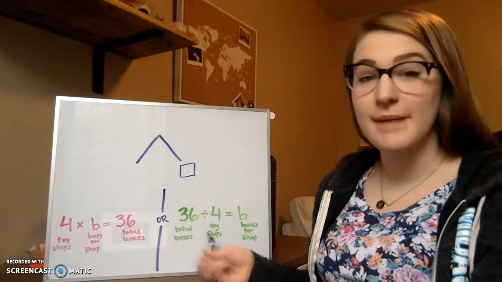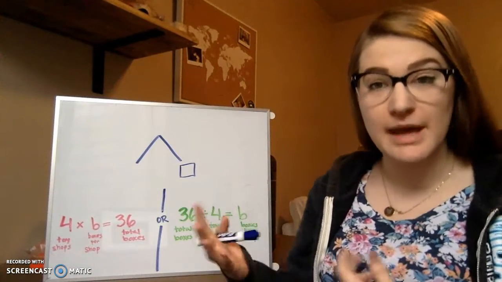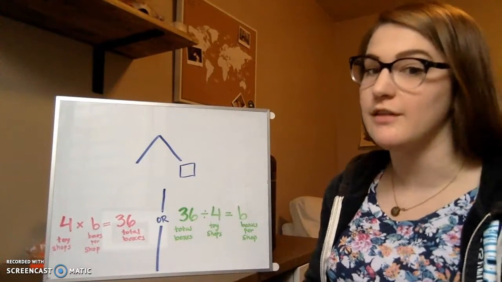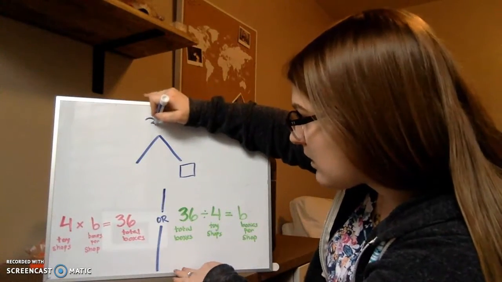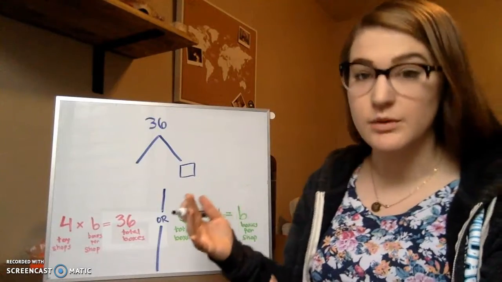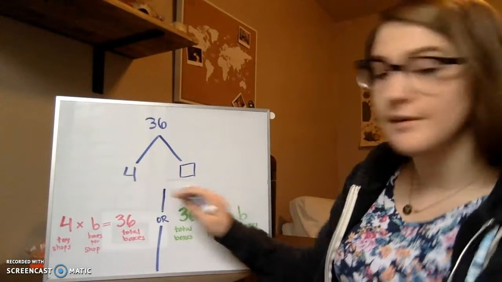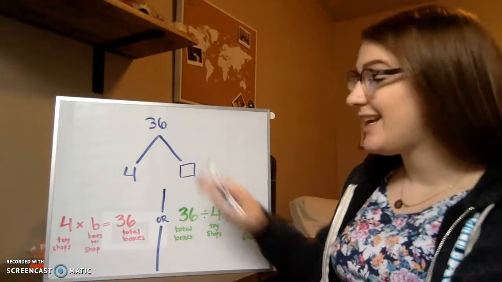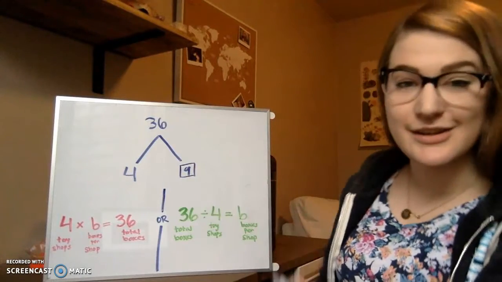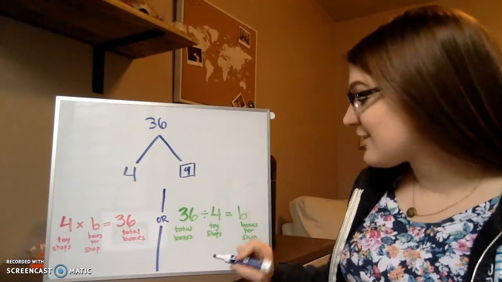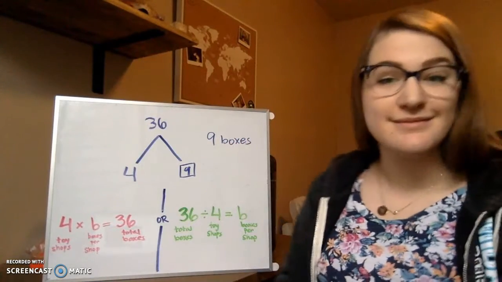All right, so now that I've got my 2 options of equations that I could use to solve this problem, I can still use my Math Mountain as one of my math tools to figure out the solution. So I know that 36 is my total, also known as a product when we're doing multiplication or division. I know that one of my factors is 4, and so if I just complete the Math Mountain by filling in the blank, knowing that 4 times 9 is 36, I know that the answer is 9 boxes per shop. And there you have it.